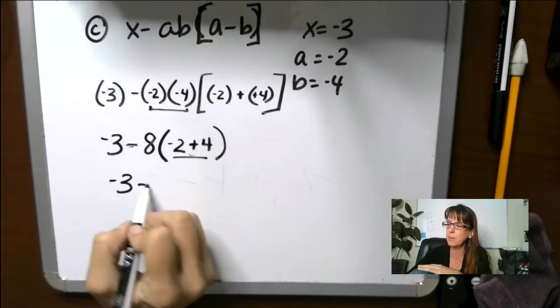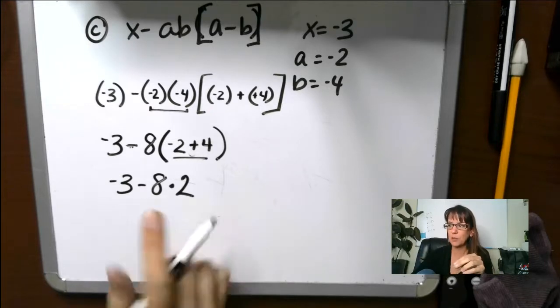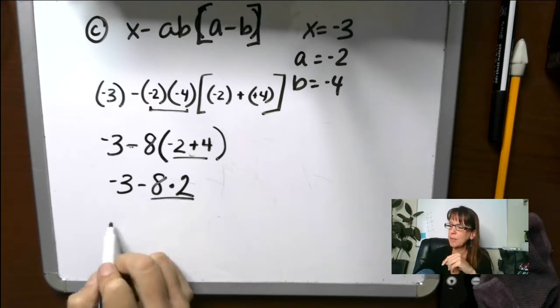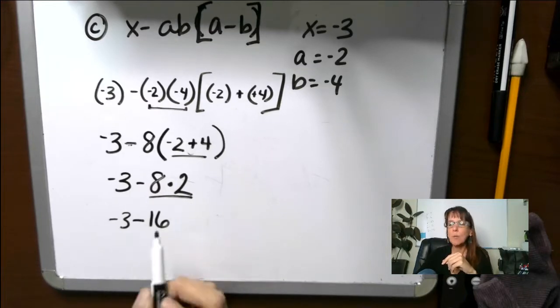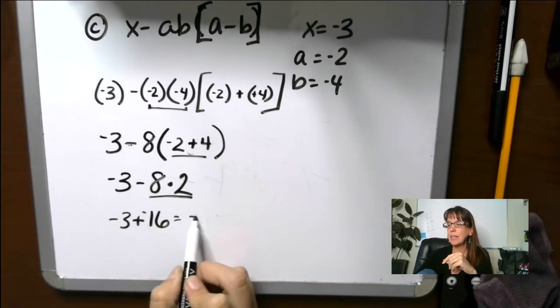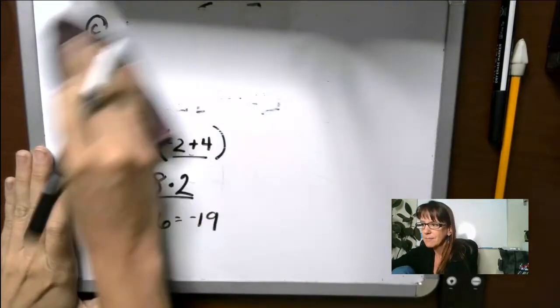Okay, negative 3 minus 8 times, once I'm done with parentheses, I throw them out of the way and use a little dot to indicate multiplication. That's a personal preference. It's totally up to you. Times 2, right? Because negative 2 and 4. Again, we don't want to do this first. We got to do that multiplication. So we have negative 3 minus 8 times 2, which is 16. Now we can go ahead and add the opposite, and we get negative 19 as the total. That was C.